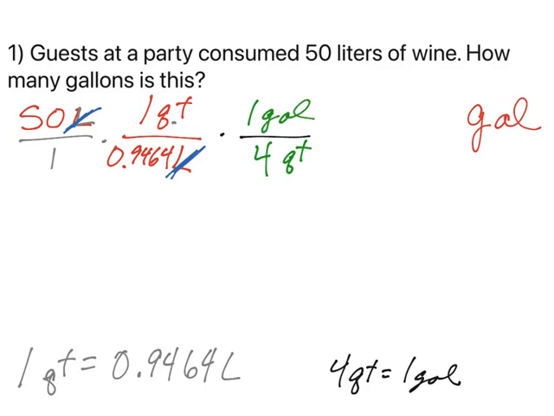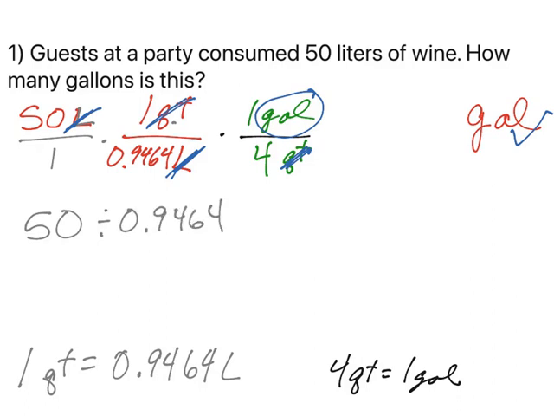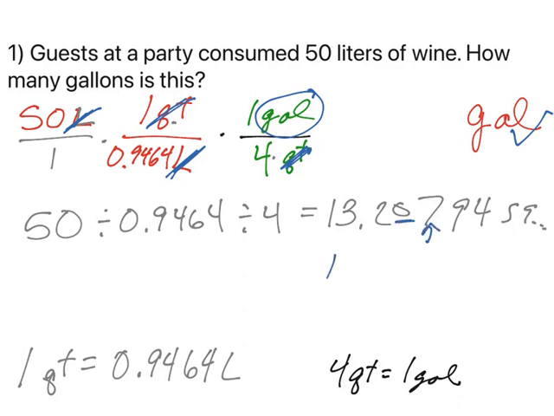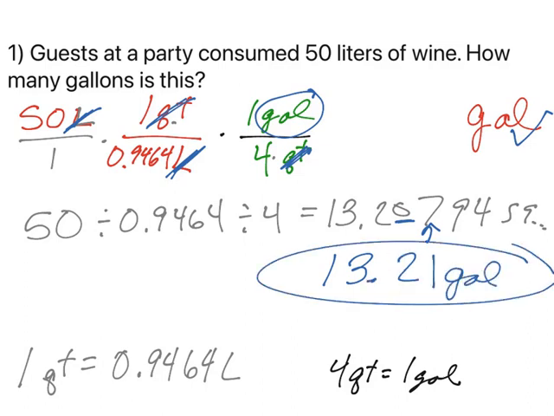I often say, let the units guide you of what's next. Now, once I have the units to be in gallons, that's what I want. Now I'm ready to do the math. So I'm starting with 50. The next number is in the denominator, so I'm going to divide by 0.9464, right? If it's in the denominator, I divide. Numerator, I multiply. And then 4 is in the denominator, so I'm going to divide by 4. So 50 divided by 0.9464 divided by 4 gives me 13.20979459, goes on and on. Round to the nearest hundredth. 7 tells me to round up. And nearest hundredth, I have 13.21 gallons.